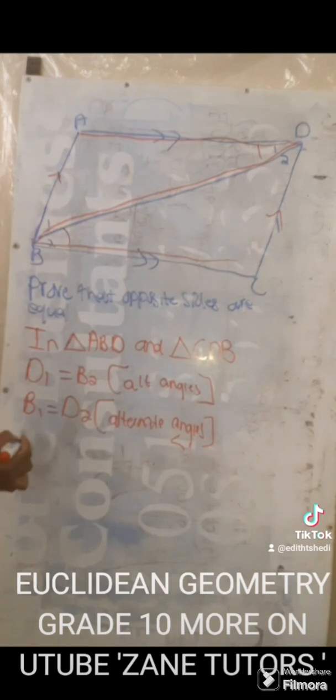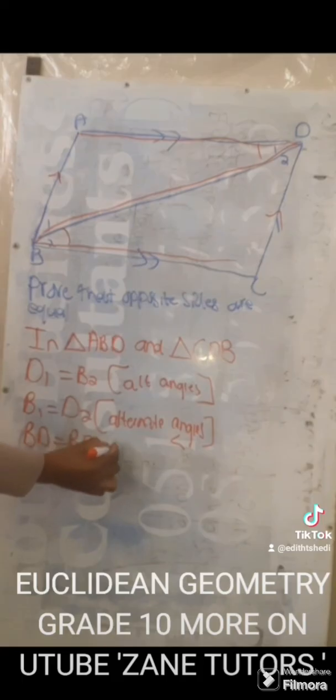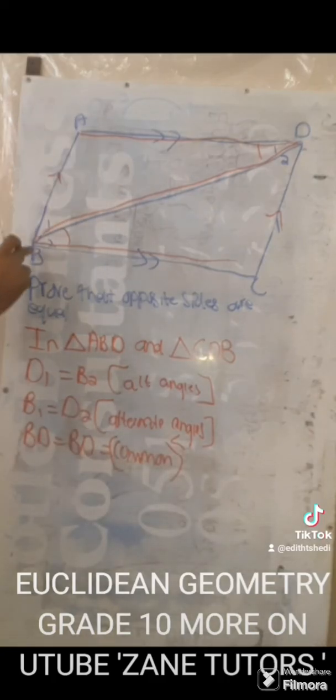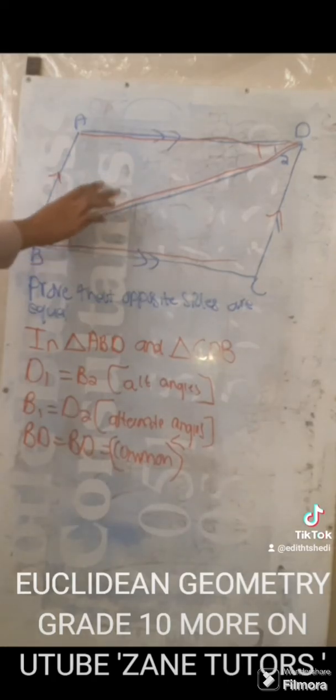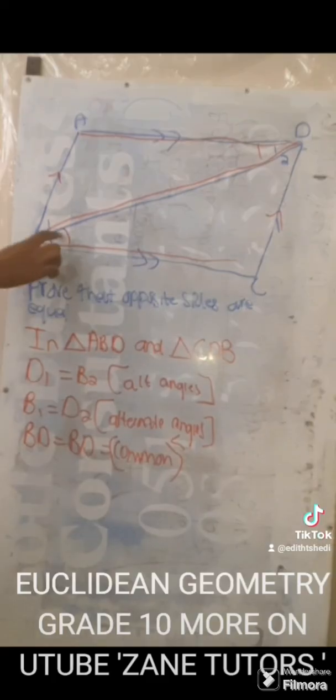And then this side, for both these triangles, it's the same. So here we will say BD equals BD, and that's common. That's the reason. Common, how? This triangle ABD shares this line here, BD, and even this one, CBD, shares this line. So that line is common. We are proving that these triangles are the same. Congruency, and that's how to say these opposite sides are equal. And that will be proved with alternating angles.